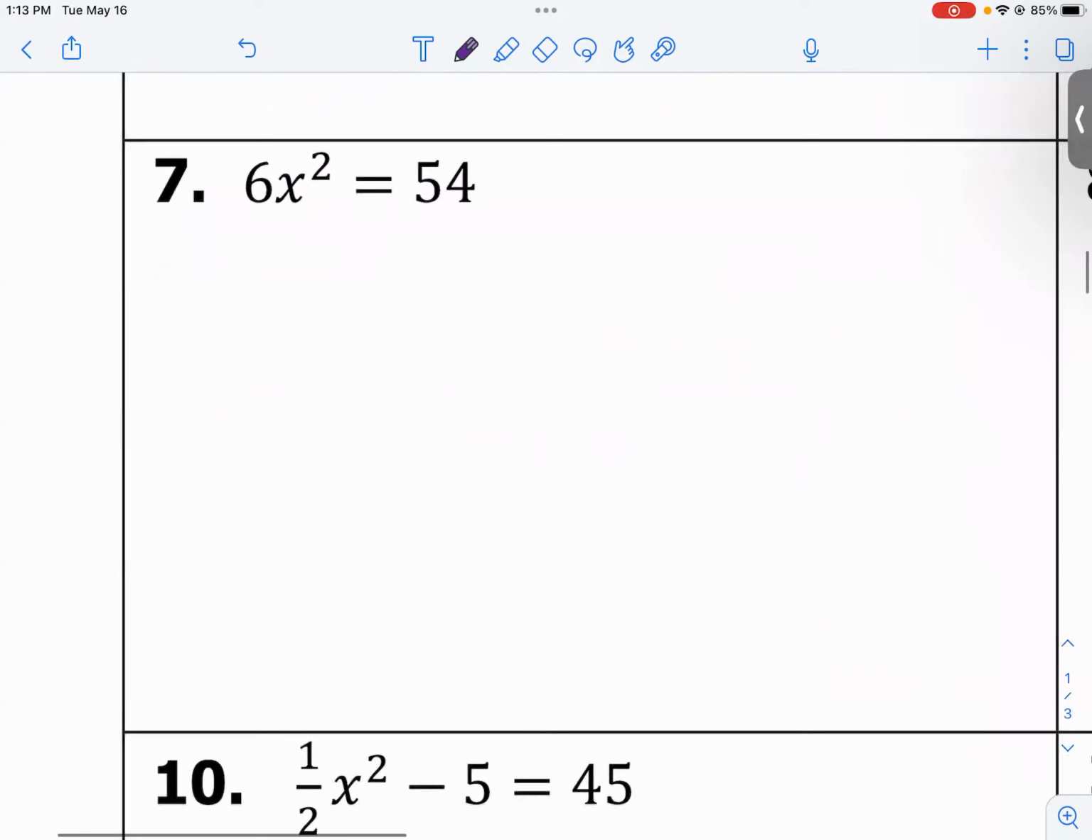Let's look at number 7. Do we have x squared and not an x? No. We do DCF, kind of. But then we have to divide. So what we can do is isolate x squared.